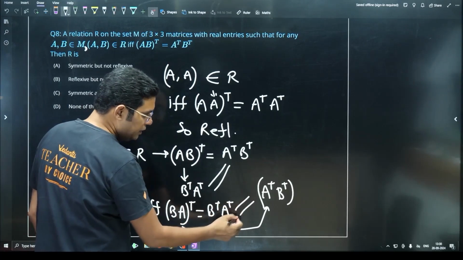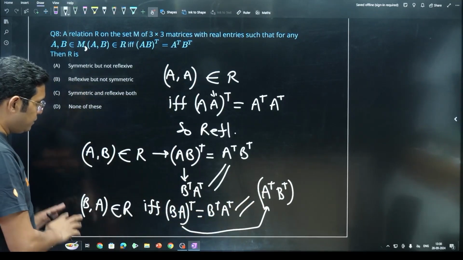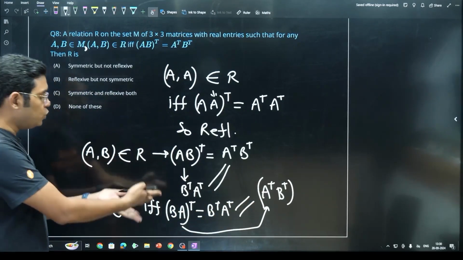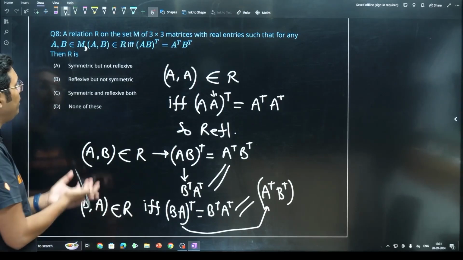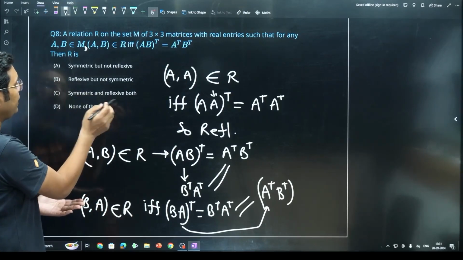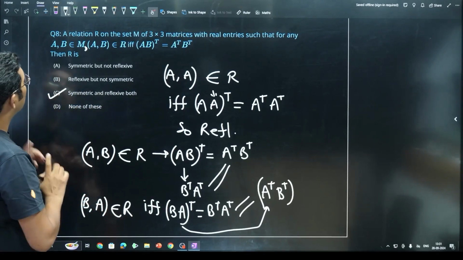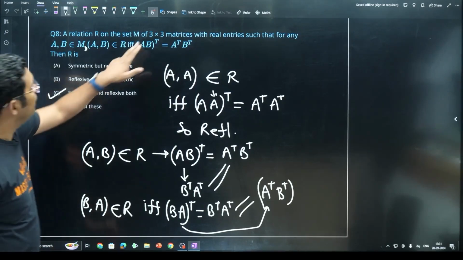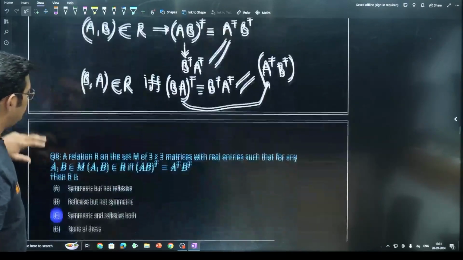So these two are equal, and hence we can say that if AB belongs to R, then BA also belongs to R. So it will be both reflexive and symmetric. So the answer will be C. Okay, moving to the next question.